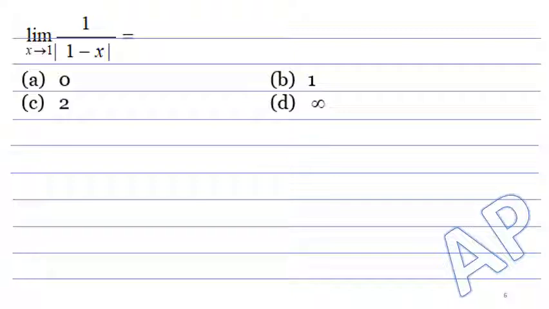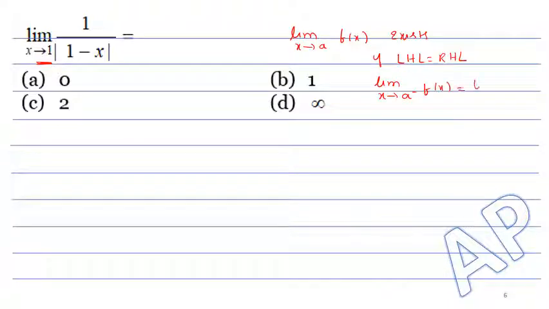Evaluate limit as x tends to 1 of 1 by modulus of 1 minus x. We know that limit as x tends to a of f of x exists if left hand limit is equal to right hand limit. That is, limit as x tends to a minus of f of x is equal to limit as x tends to a plus of f of x.